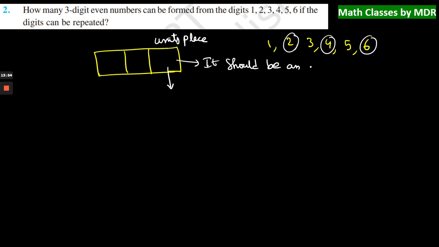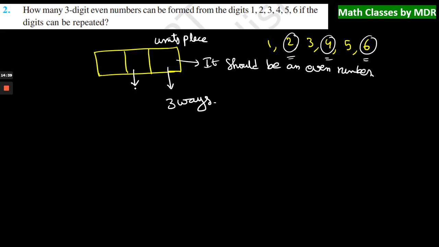So how many ways can we fill this now? If we come across a condition, we have to start solving the problem with that condition. The condition is that an even number is required. So how many ways can these even numbers be filled in the units place? There are only 3 even numbers available, so 2 or 4 or 6. That means 3 ways you can fill this. Right? So now, what about the repetition? The digits can be repeated. If the digits can be repeated, now what about this tens place?